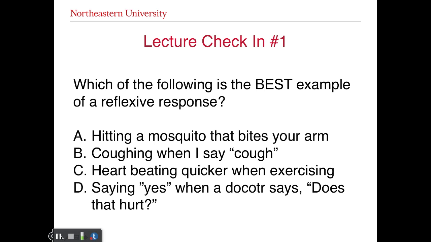Now we are at our first lecture check-in. So which of the following would be the best example of a reflexive response? Hitting a mosquito that lands on your, or that bites your arm, coughing when someone says cough, your heartbeat increasing when exercising, or saying yes when the doctor says, does this hurt?